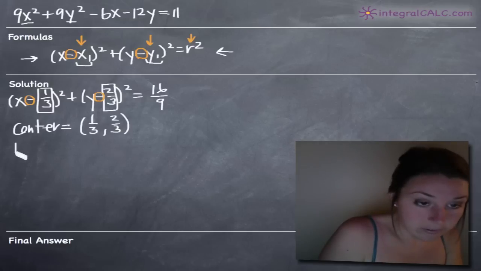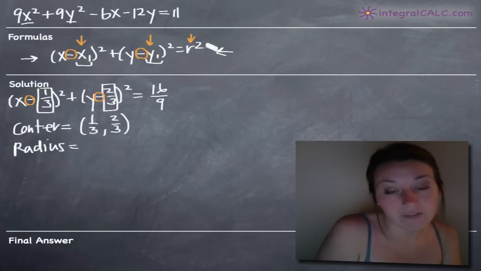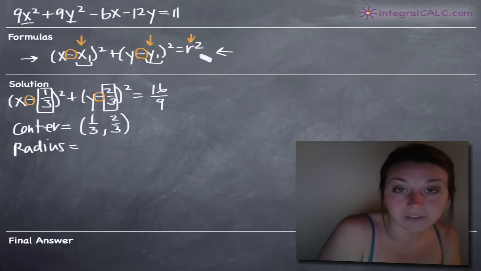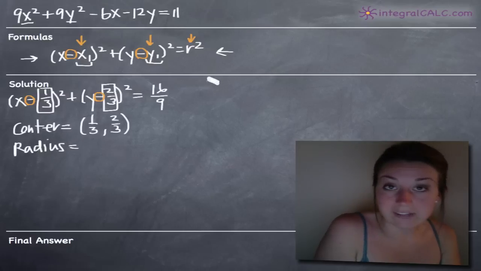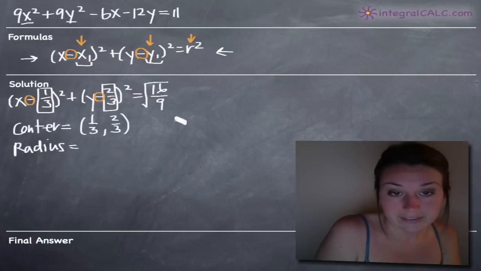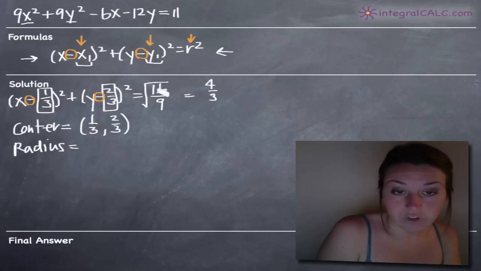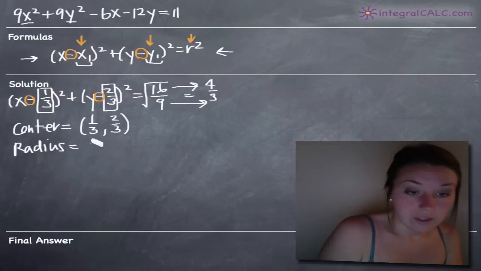Our radius, notice that our formula tells us that the radius is going to be the square root of the right-hand side. So the right-hand side is the radius squared. So in order to find just the radius on its own, we have to take the square root of the right-hand side. And when we do that, we'll get 4/3. You can take the square root of the numerator and the denominator separately. The square root of 16 is 4, and the square root of 9 is 3. So our radius is equal to 4/3.